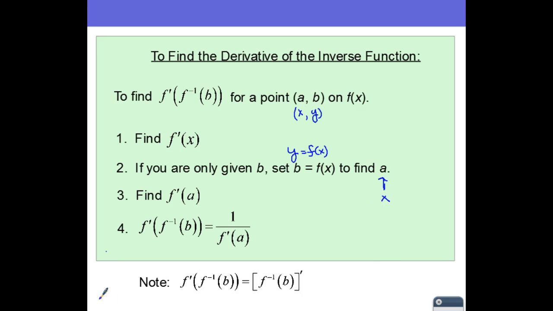Next, we will substitute a into our derivative that we found in part 1. So we find f prime of a. And then the last thing we can do, since we now know f prime of a, is that we can take the reciprocal of this. So f prime of f inverse of b, or f inverse of b primed, is going to be equal to 1 over f prime of a.